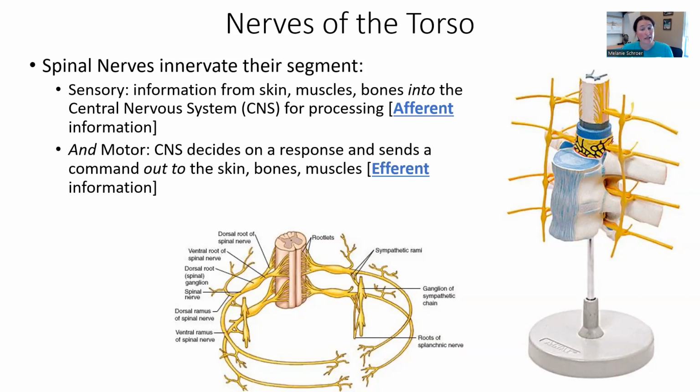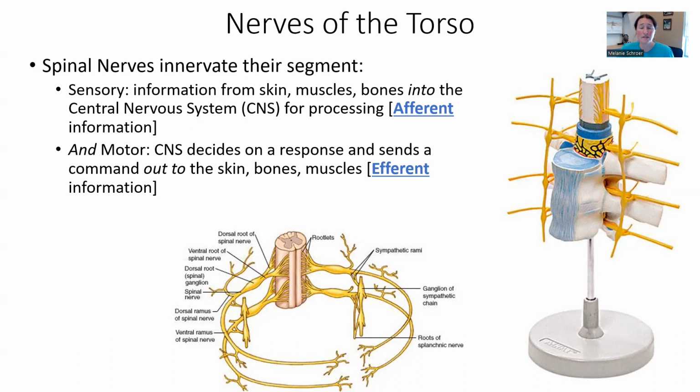Spinal nerves also contain motor information, right? So once the sensory information arrives at the spinal cord and maybe even is passed up to the brain, a decision is made, and that motor decision, right? Are we going to leave our hand on the hot stove, or are we going to move it away from the hot stove, right? So this motor command is going to be sent out through the ventral side, the ventral root, down the spinal nerve and to the appropriate tissue within that segment.